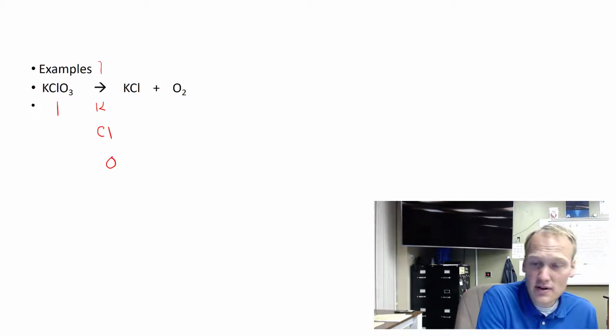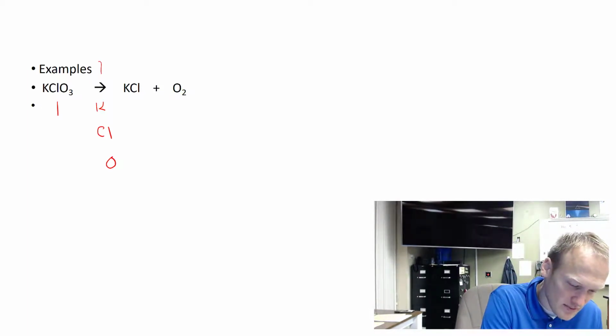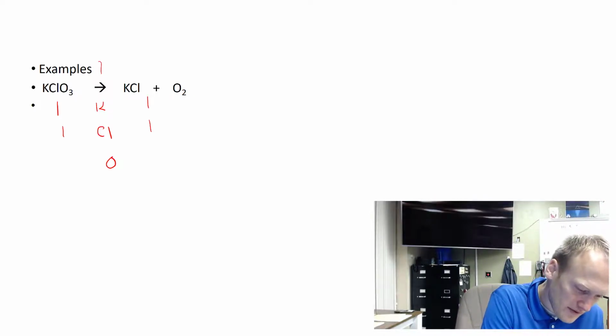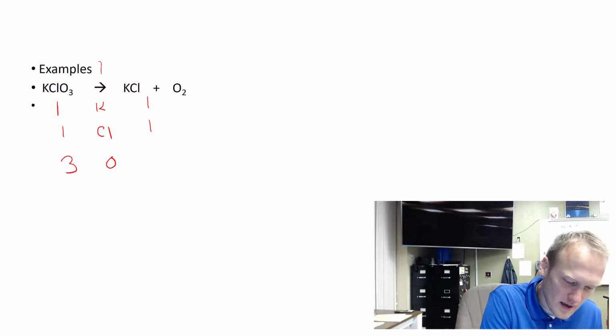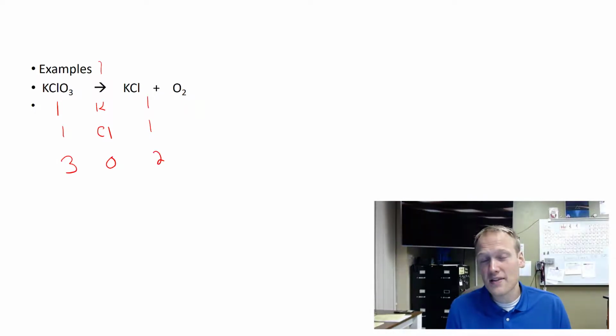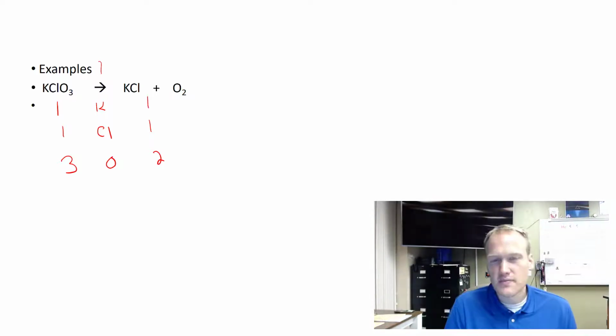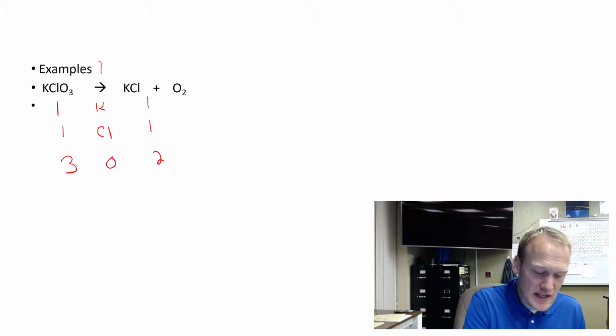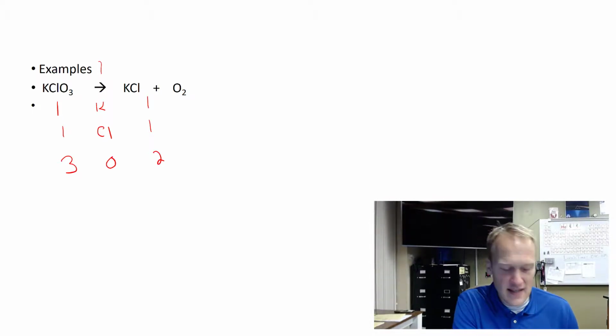We have 1 potassium on the left, we have 1 potassium on the right. We have 1 chlorine on the left. We have 1 chlorine on the right. We have 3 oxygen here and 2 oxygen here. So at this point, everything's balanced but the oxygen. So now you should be asking, what do I need more of and where? We need more oxygen on the right side.